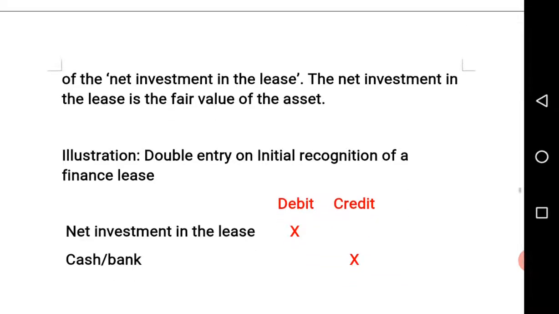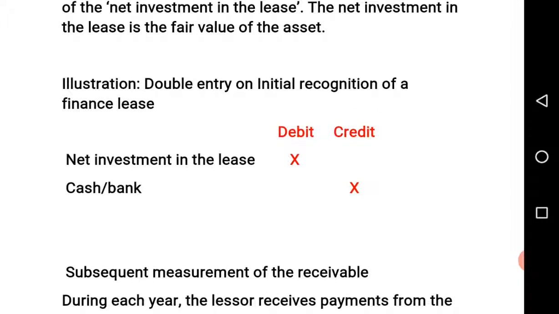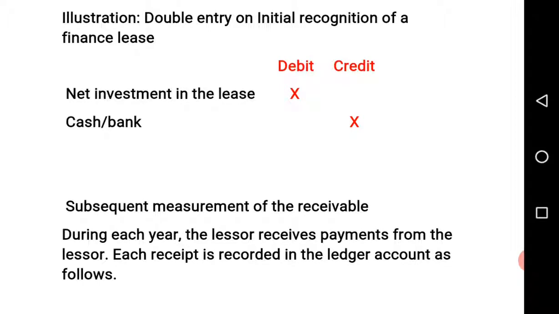Illustration: double entry on initial recognition of finance lease. Now we have the net investment in the lease as a debit, then cash or bank as credit. Now the net investment in the lease is also the cost of the asset. The cash or bank is expended to buy the asset. So cash or bank is leaving the entity for a new asset, which is an investment as a lease. So we have it there. Cash or bank is credited, net investment in the lease is debited.